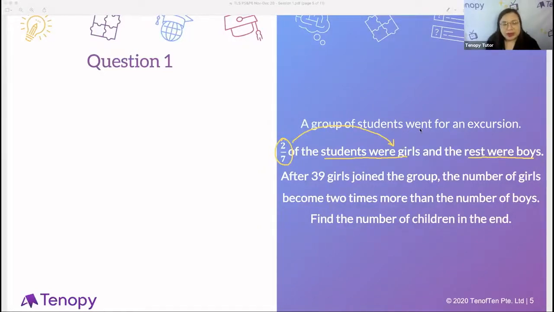So in this particular part, your girls is now 2 units. Now, 7 is referring to all the students, so in terms of the total, you have 7 units. So how many units represent the boys? Remember, the total is 7 units. Out of my 7 units, 2 units are girls. So 5 units are just boys.